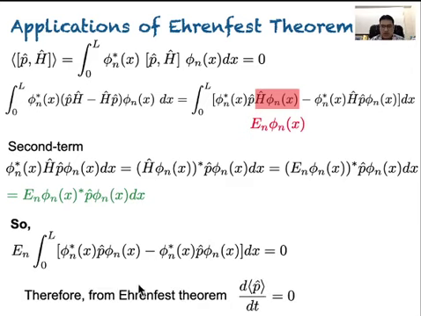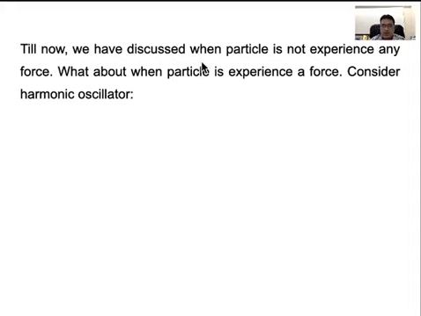So this is 0. So from the Ehrenfest theorem, if you take the time derivative of the average value of the momentum, it is 0. So it means that momentum is a constant of motion. Okay. So till now we have discussed when the particle does not experience any force.